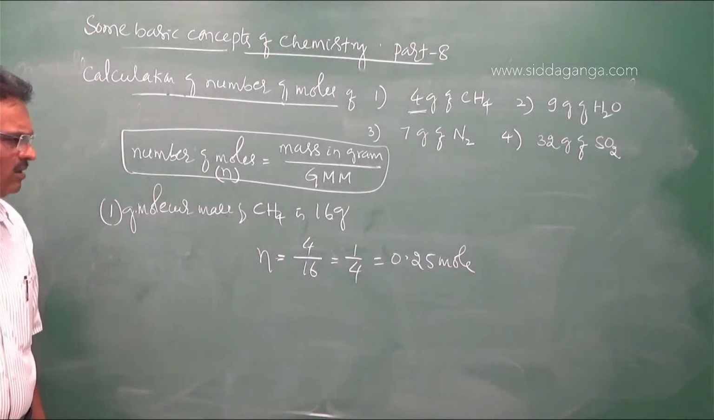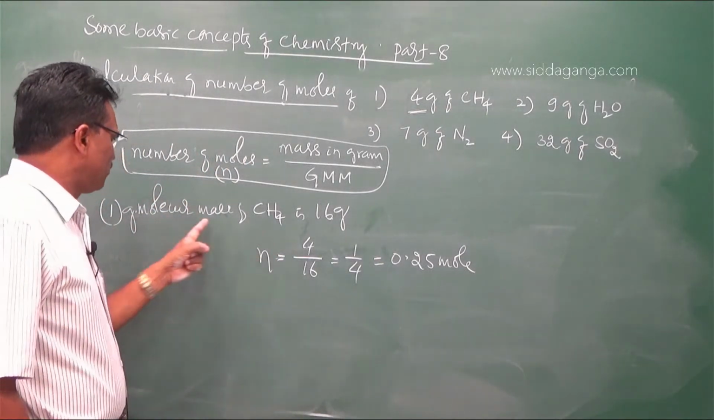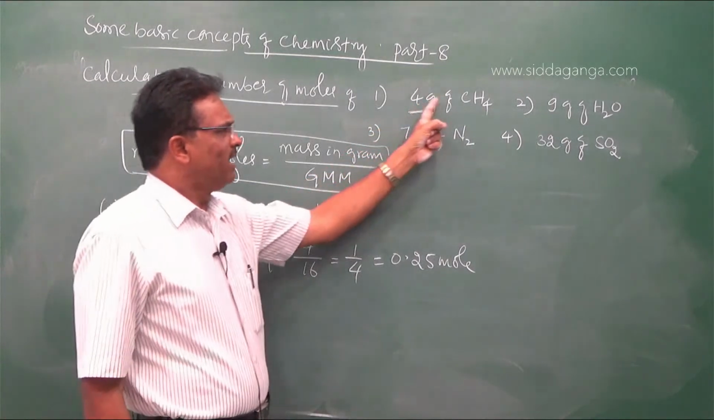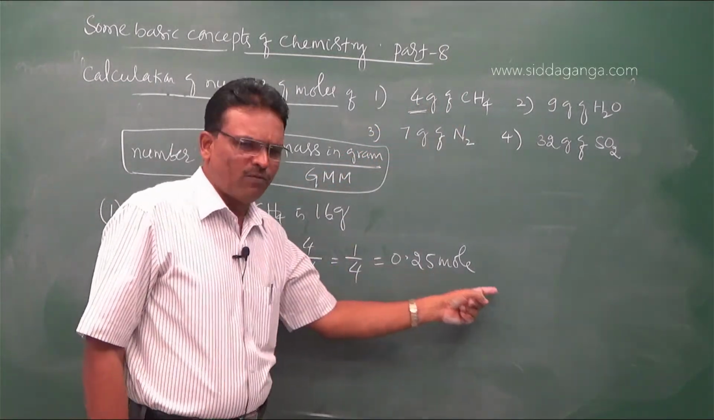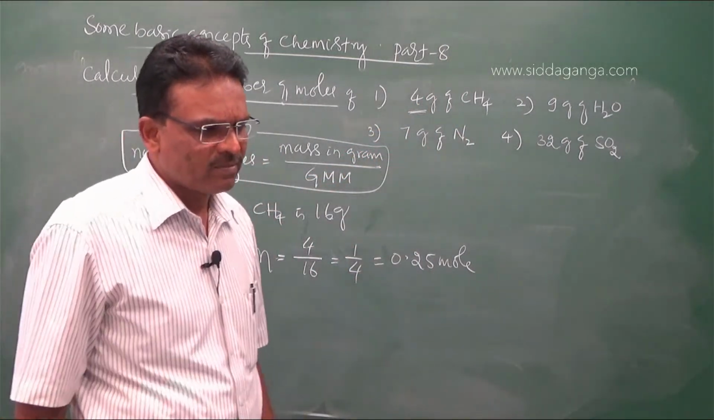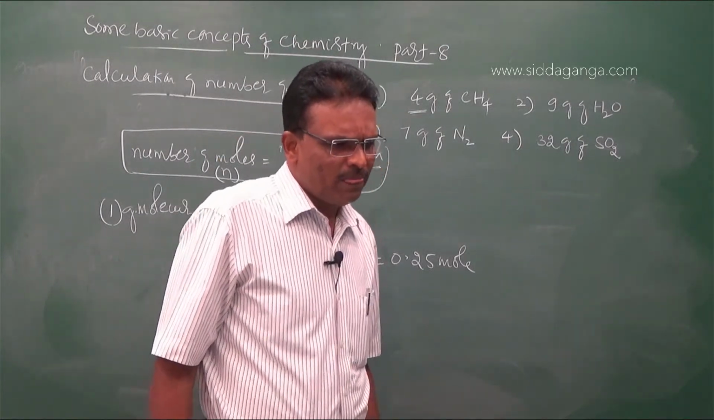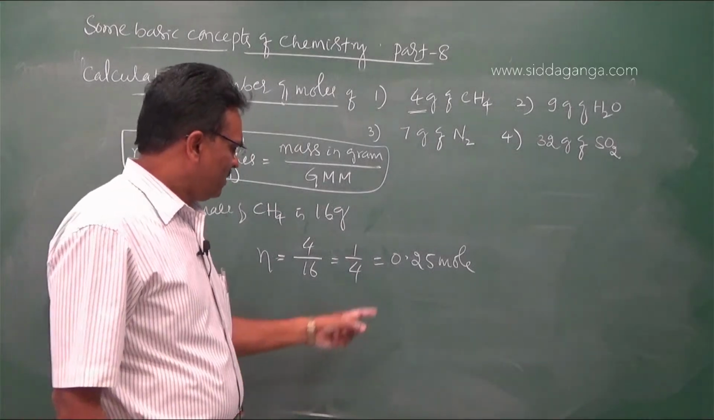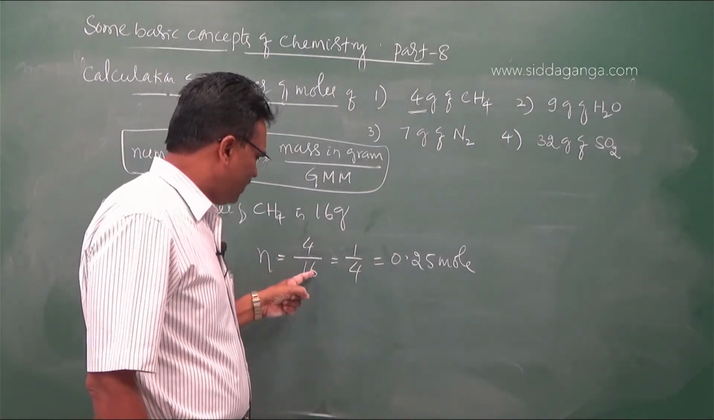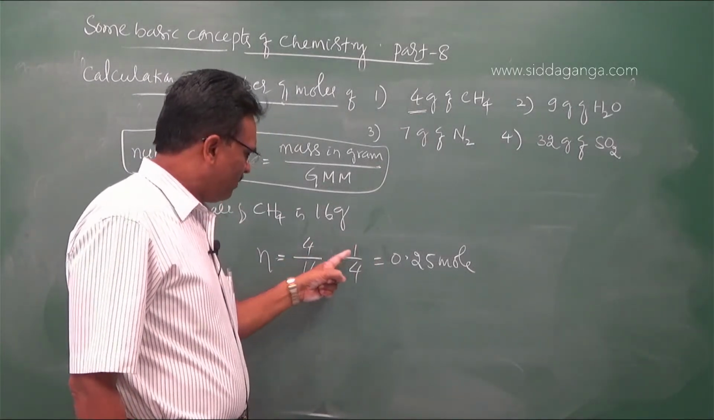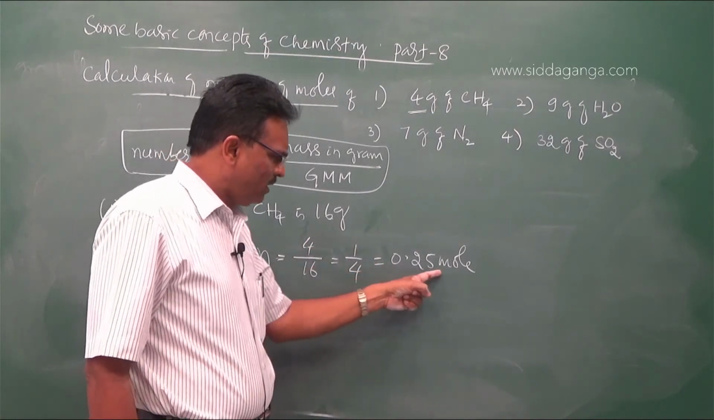Clear? So 4 gram of methane means 0.25 mole of methane. Concept clear? Nitin Kumar, 4 by 16, 1 by 4. 1 by 4 means 0.25 mole.